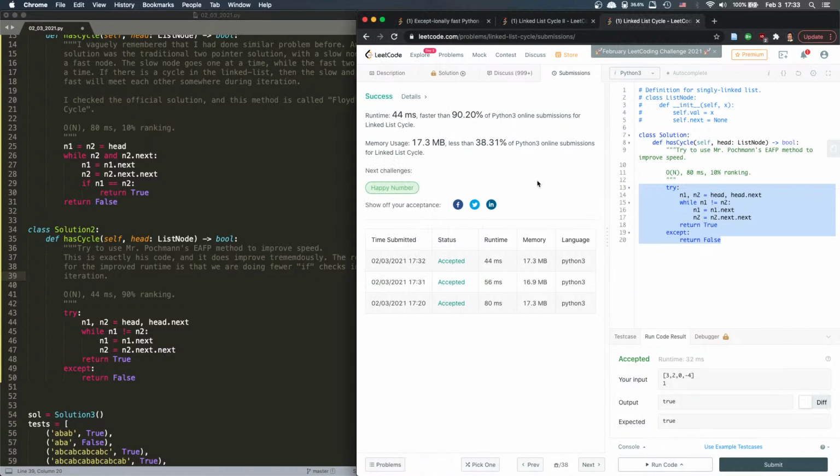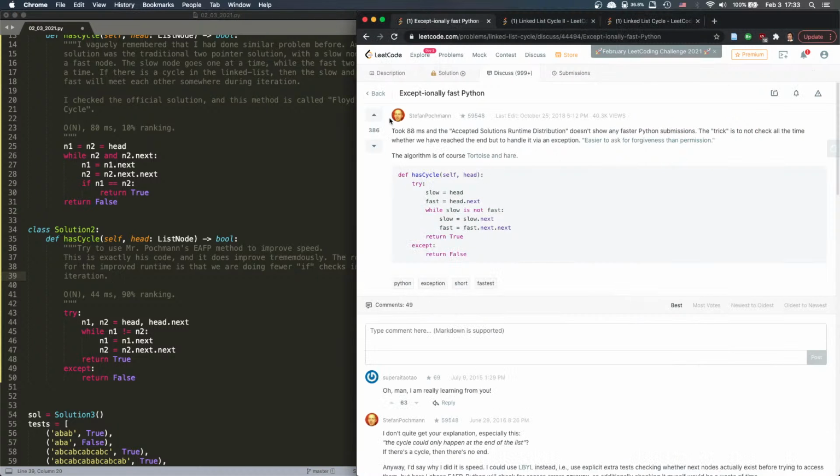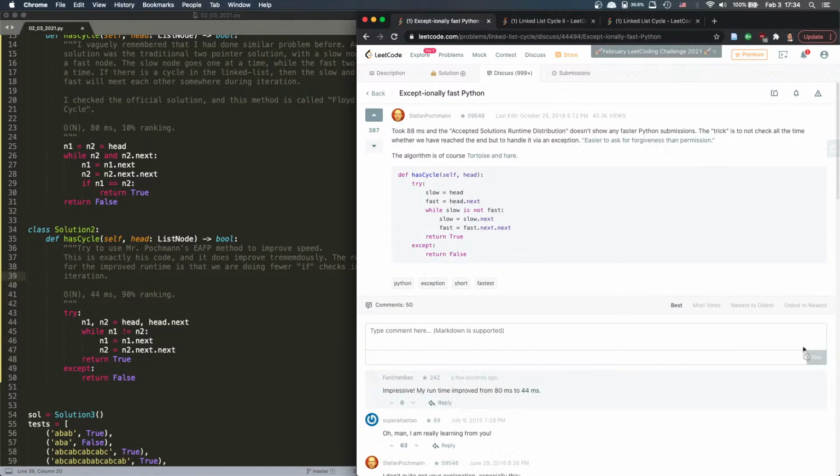Wow, this is the jam, right? You didn't know. Impressive. Shaved off half. Runtime improved from 80 millisecond to 44 millisecond. Very impressive.